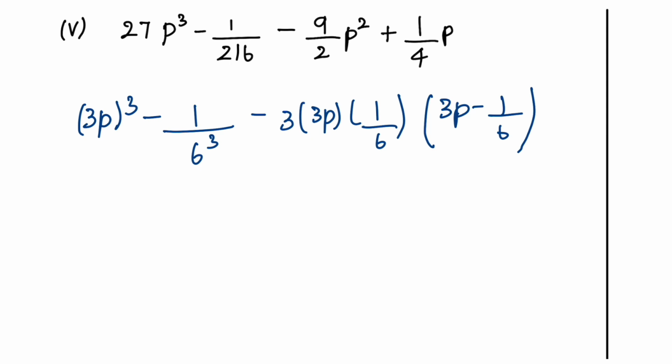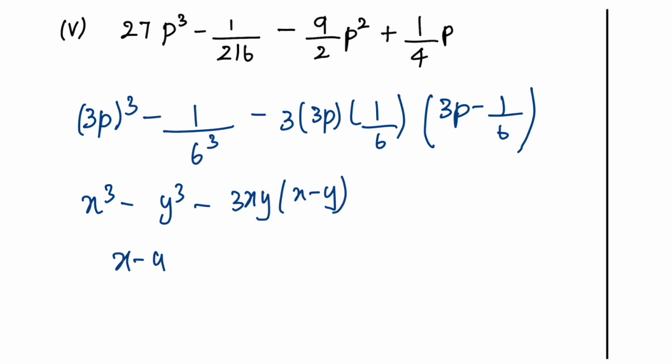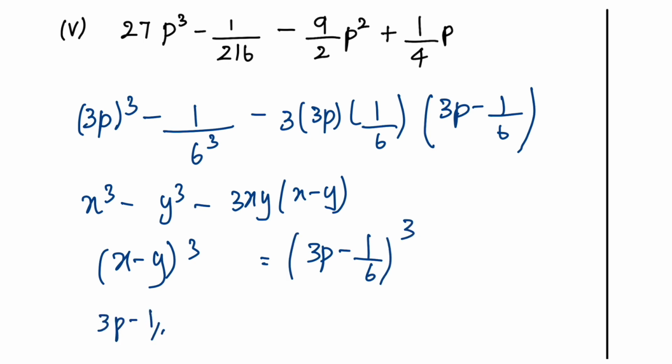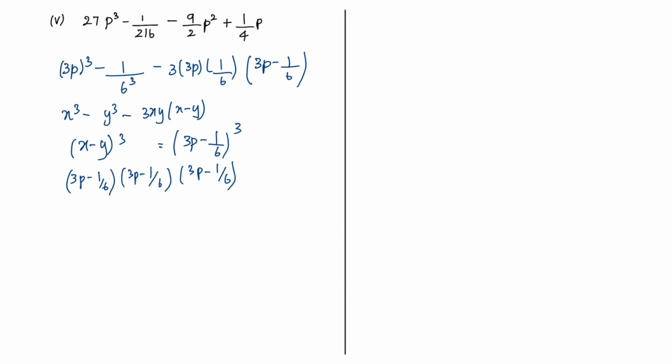Okay, but I am just proceeding further. So this is of the form x cube minus y cube minus 3xy into x minus y. So that is x minus y the whole cube. So that is 3p minus 1 by 6 the whole cube. Okay, so that is 3p minus 1 by 6 into 3p minus 1 by 6 into 3p minus 1 by 6. Okay, that is the factorized form.